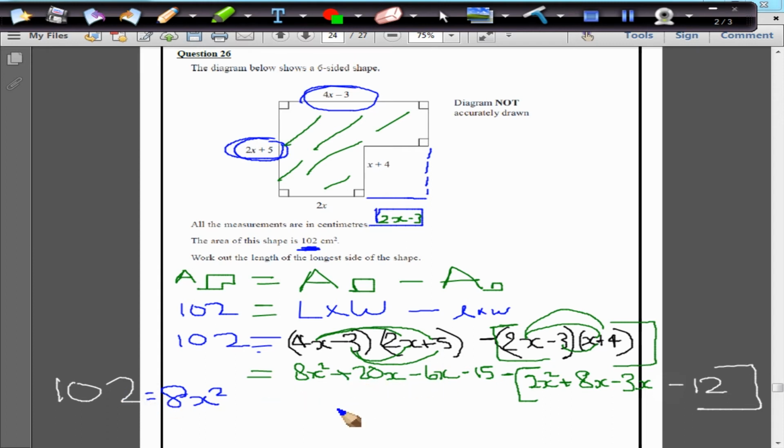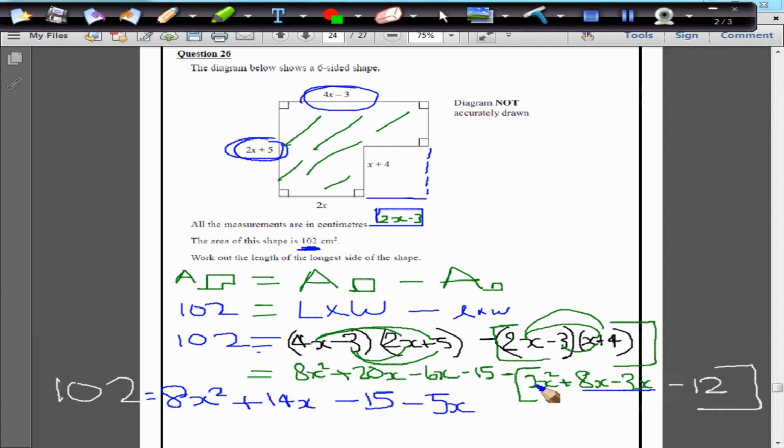So 20x minus 6x will give us plus 14x minus the 15. Now here comes the minus one. We've got 8x minus 3x, which gives us plus 5x, times by minus 1 here will give us minus 5x.